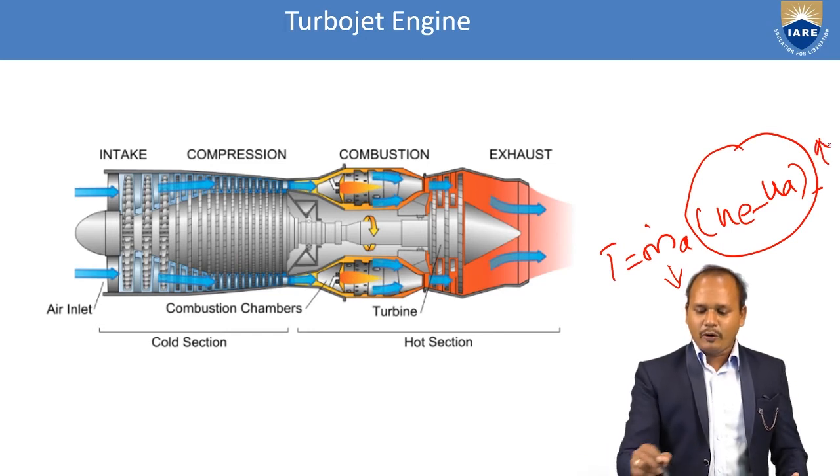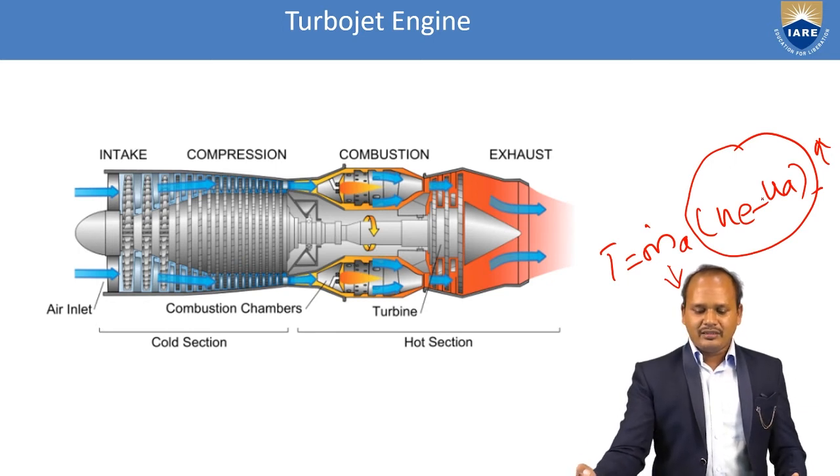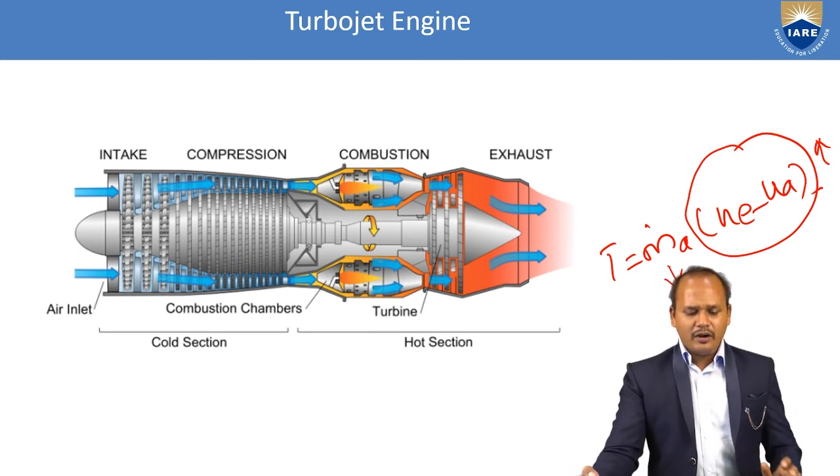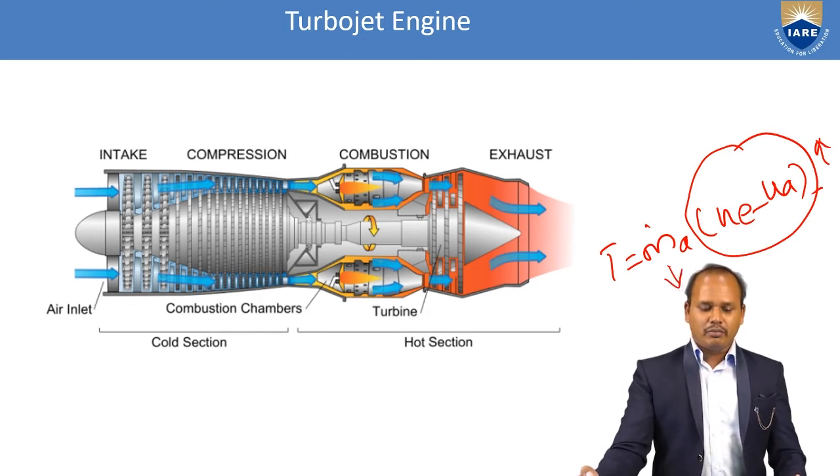Whereas in turboprop, mass flow rate is high and your velocity difference is less. Okay, so now we are going to see what is the function of each individual component. So first, we have the air intake.